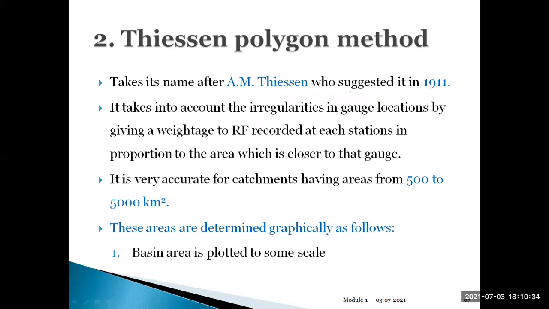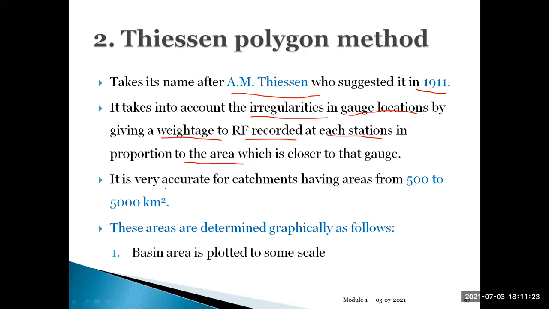The second method is the Thiessen polygon method. This method was given by A.M. Thiessen, who suggested this method in 1911. That's why the method took the name Thiessen polygon. Here, the limitations from the arithmetic mean method are considered. The irregularities in gauge location, that is, variation in gauge location, are considered in the Thiessen polygon method by giving weightage to the rainfall record at each station in proportion to the area. So we are going to give a weightage for the area also.